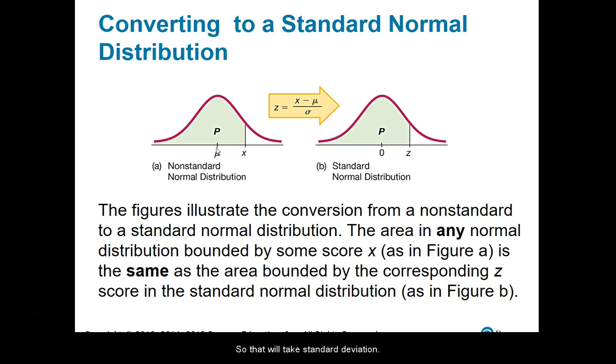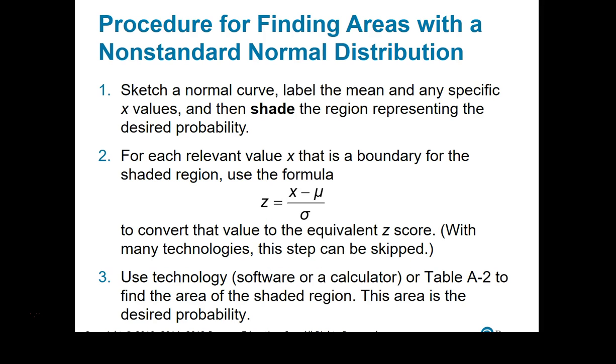So that will take our standard deviation from a certain sigma over here to 1. It'll take our mean from mu to 0. And the same shaded region will give us the exact same area. Once we have our z-score, we can use technology or a z chart to determine what our probability would be.